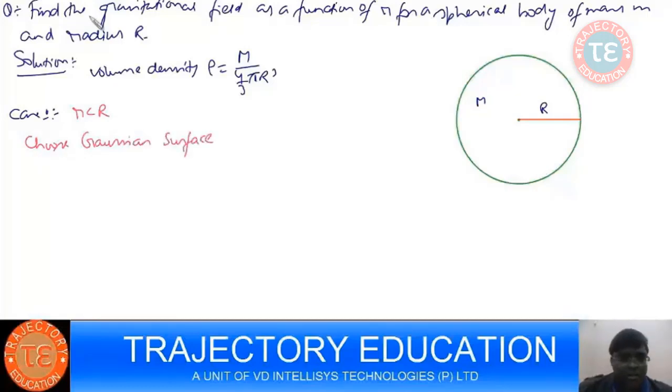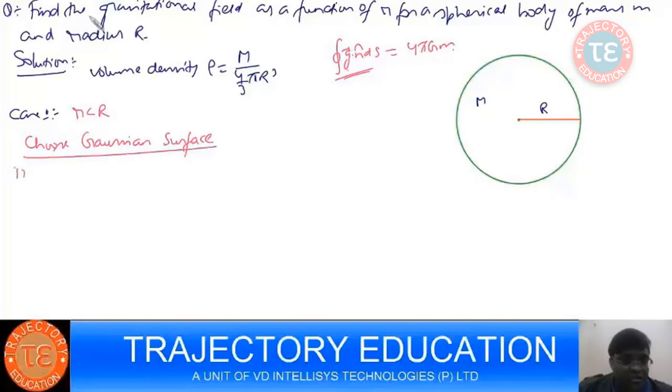First thing we have to do is choose a Gaussian surface. We have to choose the right kind of Gaussian surface, because your Gauss law does not directly correlate g to the mass enclosed. It correlates the surface integral of g to mass enclosed. So you will be able to get g only when you are able to solve this integral, without exactly knowing the mathematical expression of g. So choosing a right kind of Gaussian surface is very, very important. Otherwise, you won't be able to solve this integral, and then you can't get g.